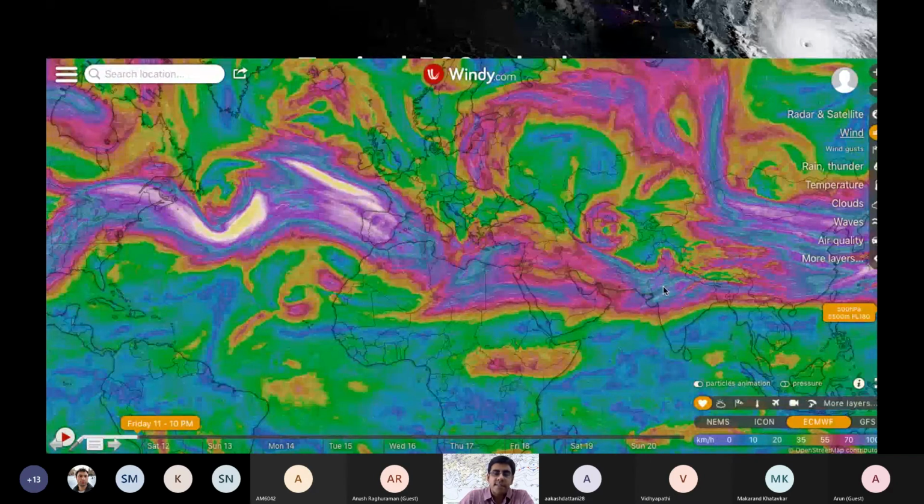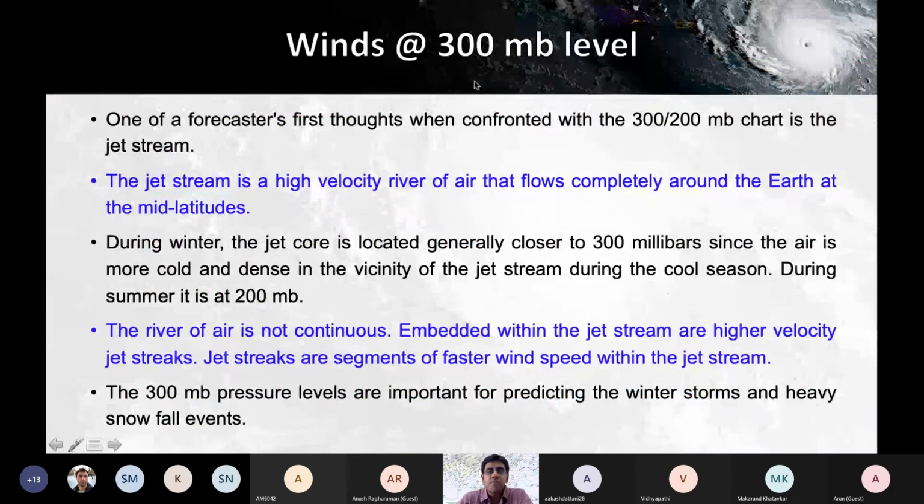But then the subtropical jet stream is kind of connected with the polar jet stream, which actually exists at 300 millibar level. Okay, so this 300 millibar level winds actually tells a lot of information because again they dip down or move up, and they bring a lot of winter storms. Correct.